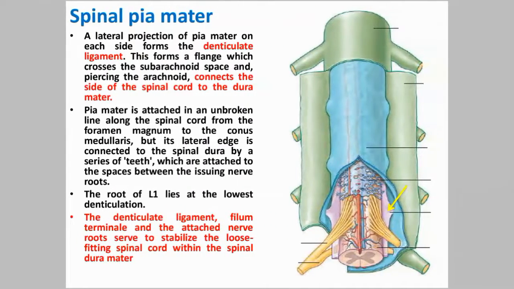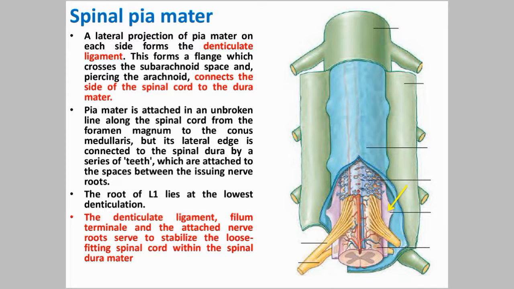A lateral projection of the pia mater on each side forms the denticulate ligament. This forms a flange which crosses the subarachnoid space and, piercing the arachnoid, connects the sides of the spinal cord to the dura mater. So this projection works on stabilizing the position of the spinal cord within the spinal canal.